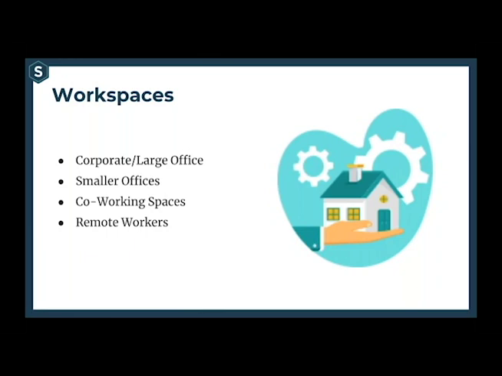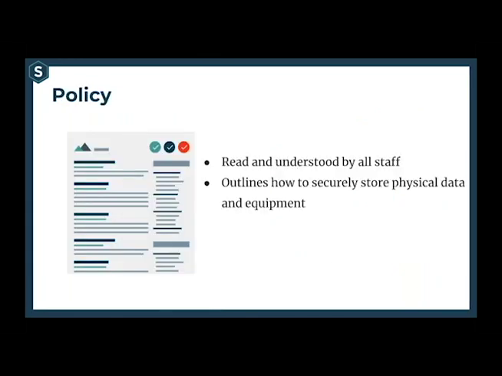While all workspaces are different, each one requires a policy to ensure it covers your physical security. Workspaces will affect the scope and the content of your policy, so they need to be considered before the policy is written. Policy. A physical security policy is needed for every organization, no matter where you work. The scope of the policy will vary depending on where you work, as a large corporate office will differ from a small office or a co-working space.